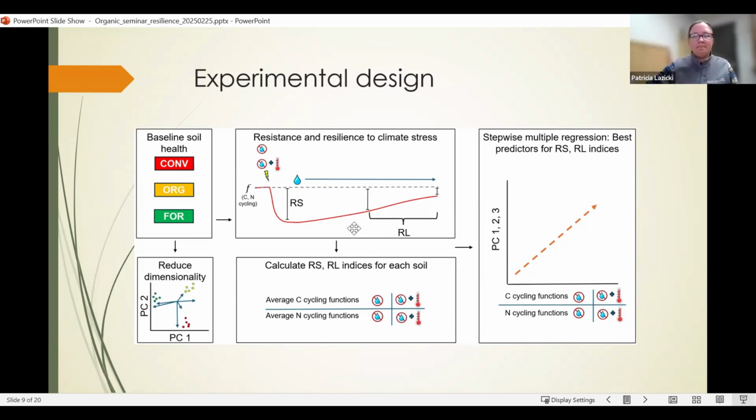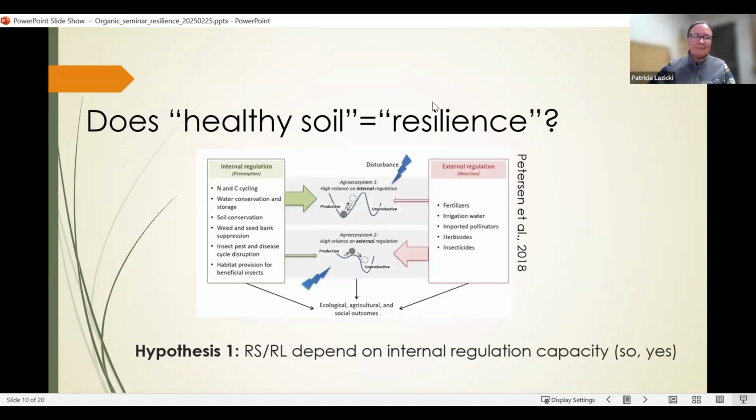So then I have this data for both the control and the stressed samples, and I just use these to calculate an index. So just average them together. How different on average were these cycling functions with the treatment and the control? And then these give me an index of carbon and nitrogen cycling. And then I just correlated them against these factors that are differentiating the soils. It'll become clearer later when I talk about the results.